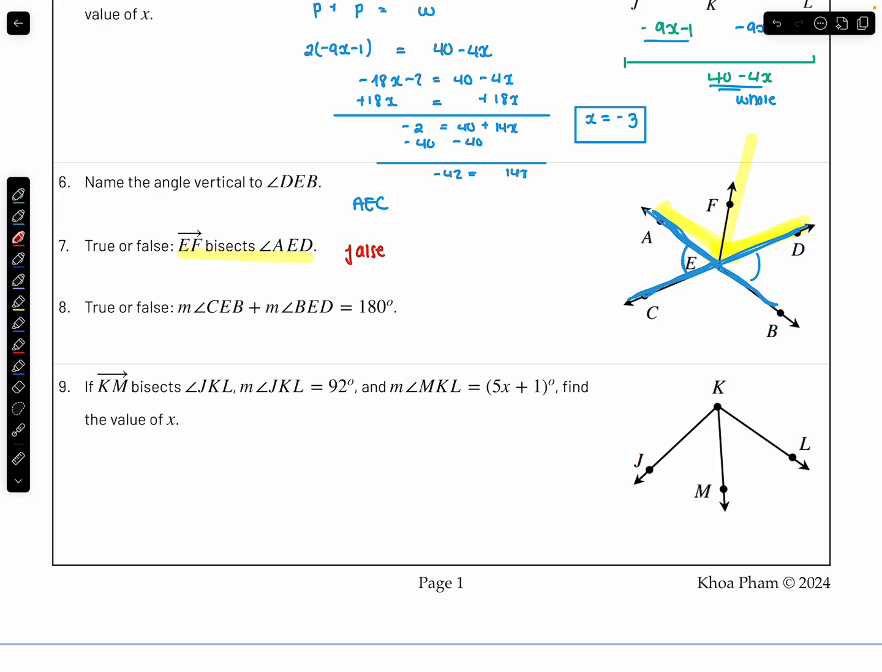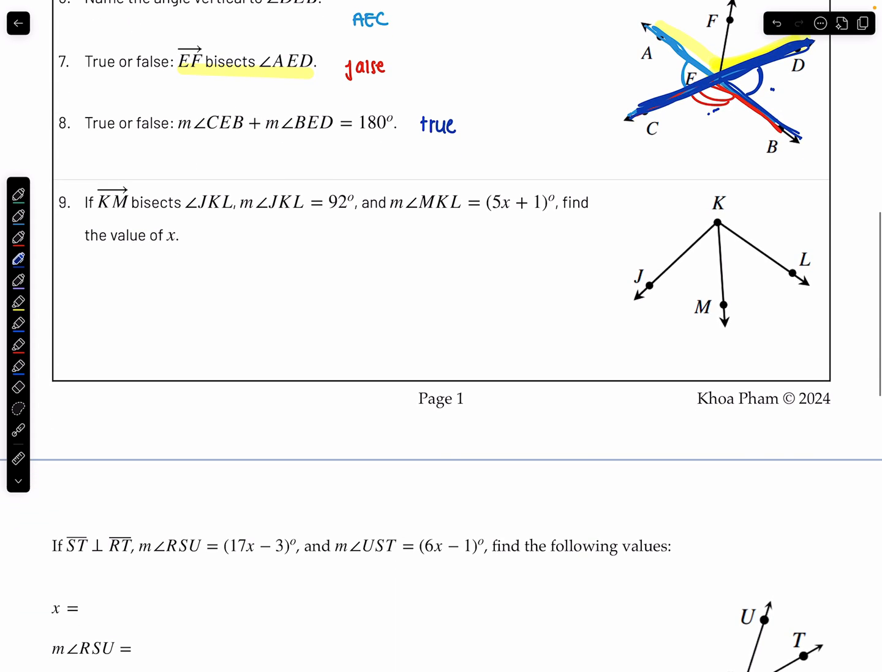True or false? CEB. CEB is this angle here on the bottom. And then BED, where's B? BED. Okay, so BED is this angle right here. Are those supplementary? Would you bet money on it? Would you bet $500? Would you bet $1,000? I hope you would, because here you make big bucks. This is a straight line. And so anytime you have a straight line and two angles on it, 100%, they add up to 180 degrees. This is something I will never lie to you about. So this is a bet that you should make because you see a straight line.